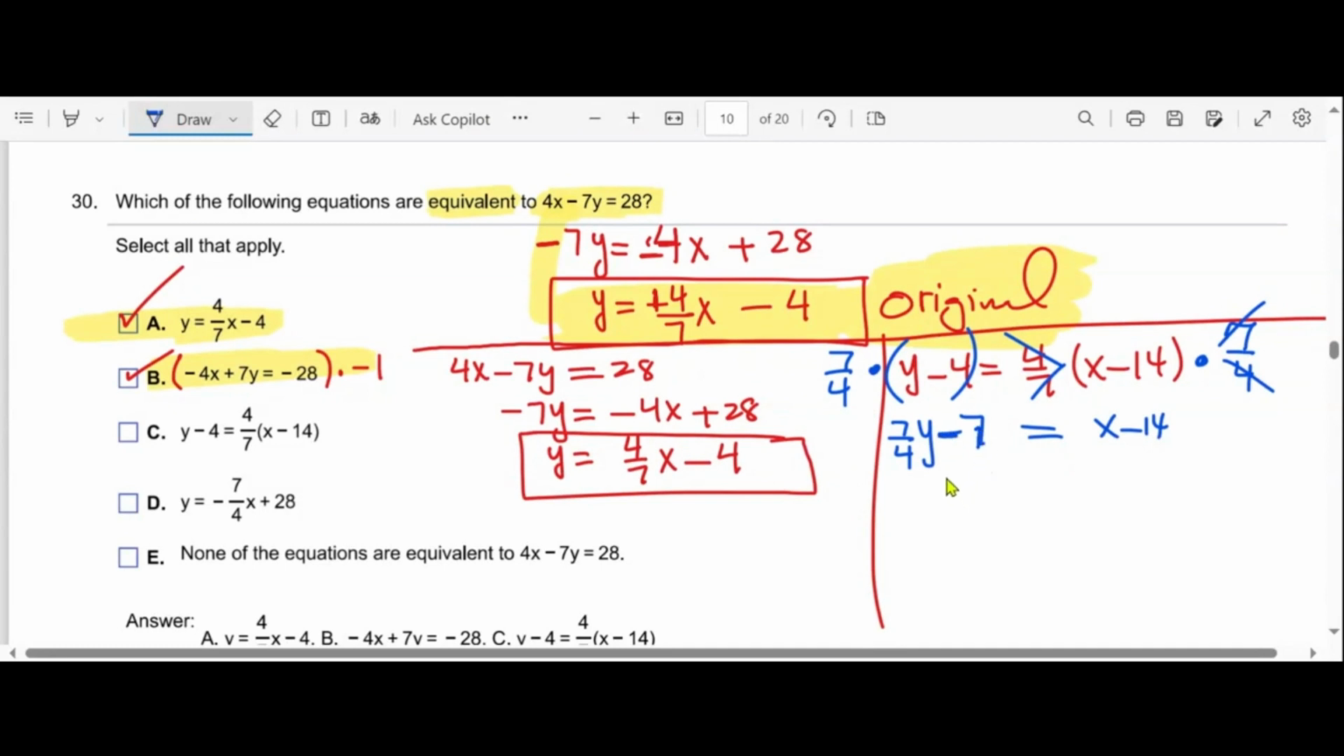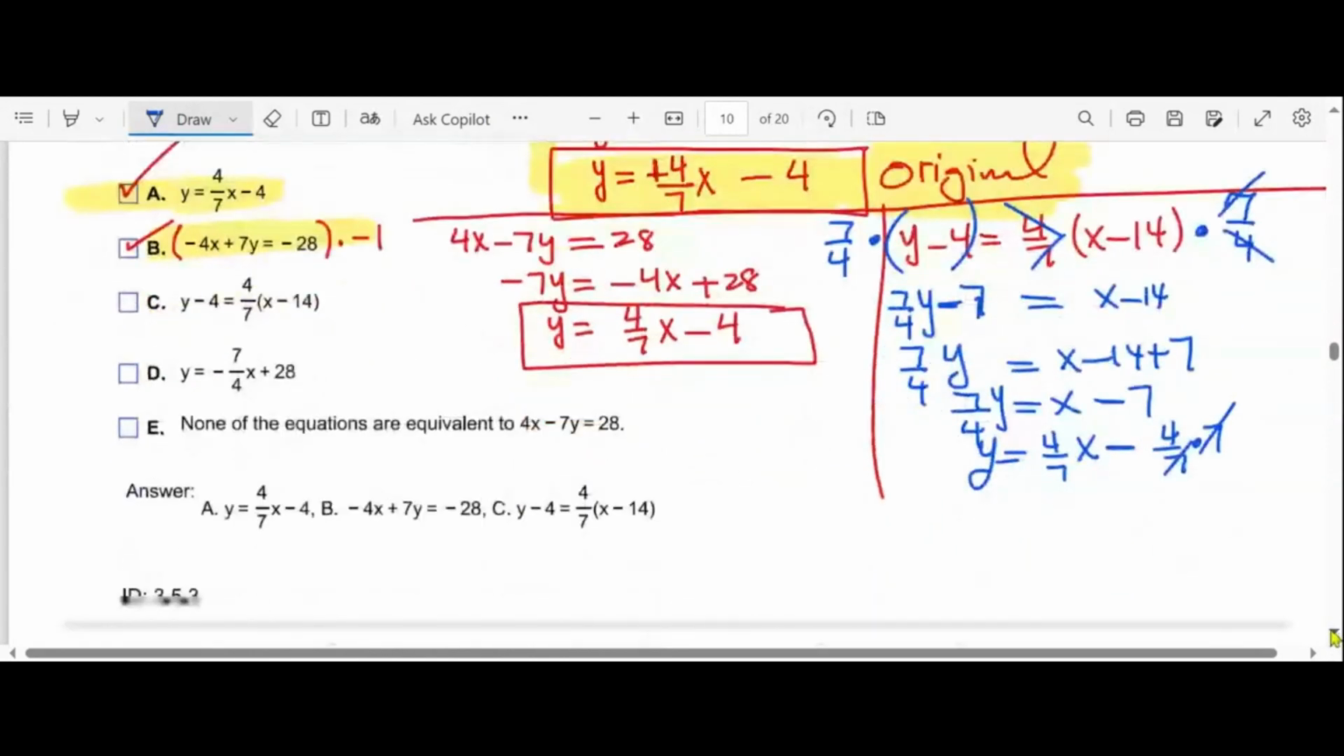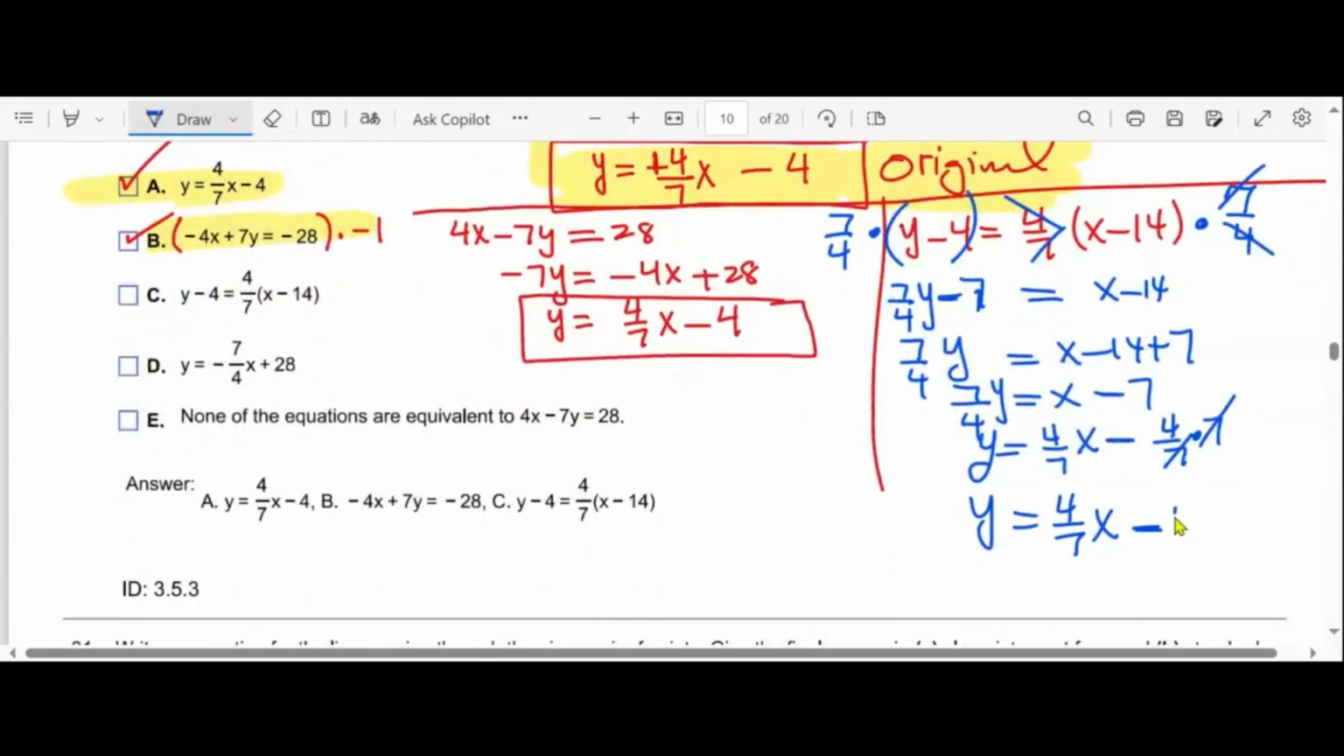Okay? Now, how much is y? 7 over 4 y equals what? x minus 14 plus 7. That gives you what? Minus 7. Then I need to move this to the other side to become what? 4 over 7 times x minus 4 over 7 times what? 7 equals what? y. Cancel this with this. So what do you get? y equals 4 over 7 x minus 4. Is this the same as the original one we have? Yes. So this is correct also.